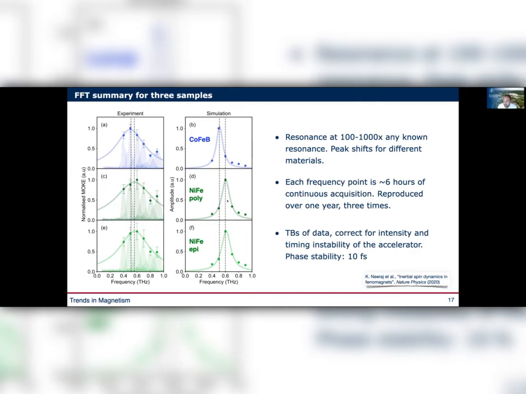So after this we say, okay, there is really a resonance peak, and if you solve with simulations the inertial energy equation, you actually get this peak. And so the conclusion is that we saw the nutation.